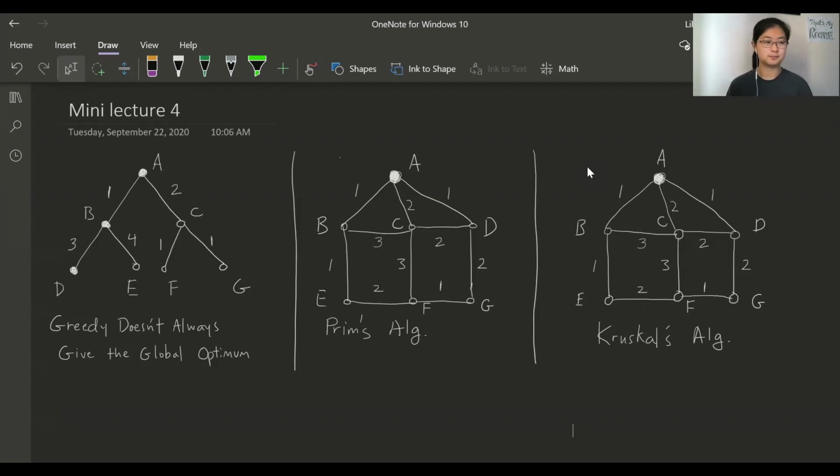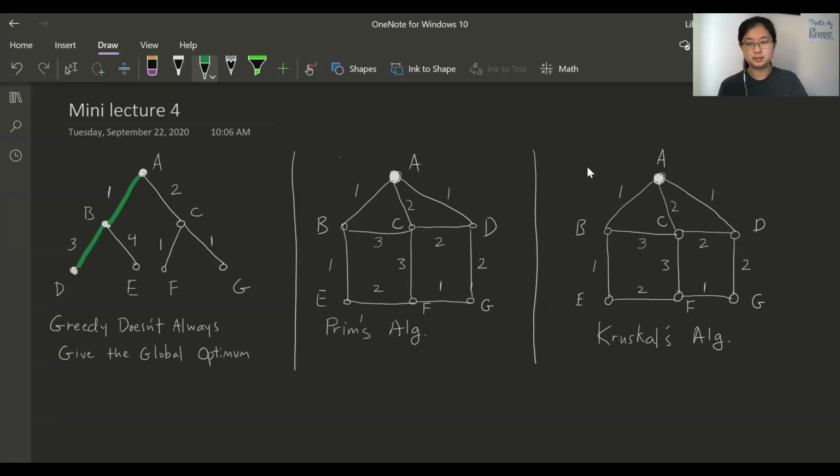Let's do an example. Suppose we want to find the shortest path from our root A to some leaf, D, E, F, or G. So greedy will tell us that each step you should take whatever path is shortest to you right now. Going from A, the path to B is shorter than the path to C, so we should take that. And now from B, the path to D is shorter than the path to E, so we should take that. So greedy would return for us this path from A to B to D with weight 4.